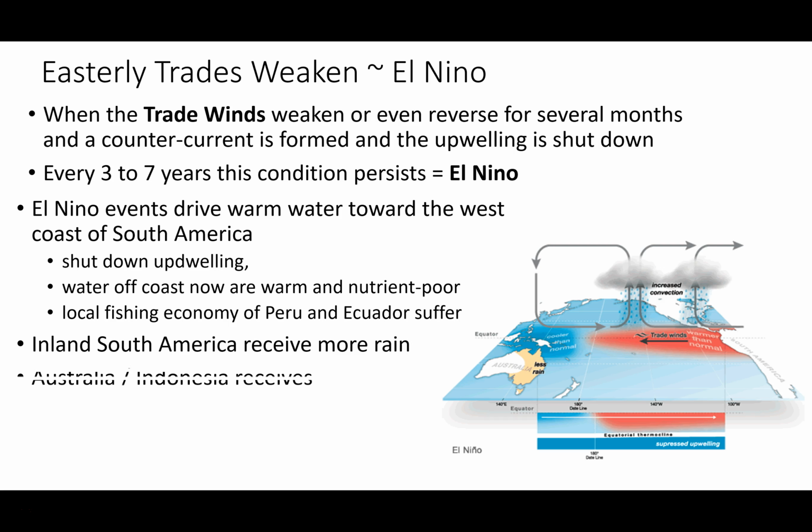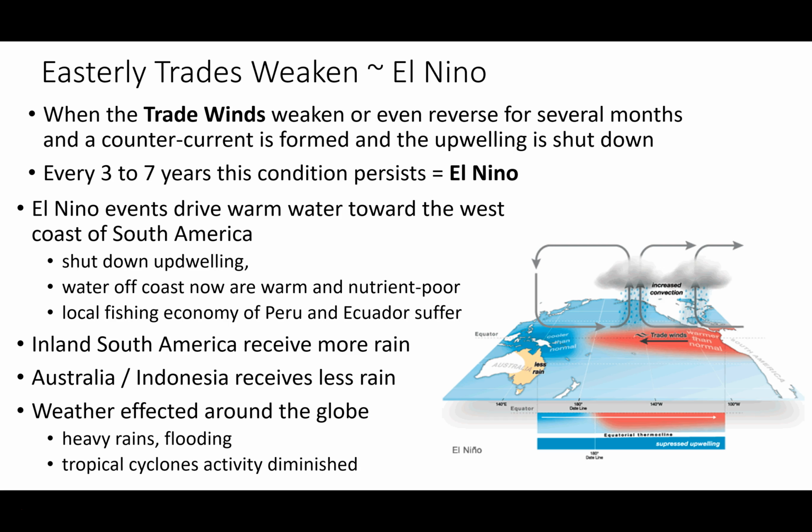And yeah, they'll get more rain. In Australia and Indonesia, like I said, they will receive less rain. So that's El Nino. So we have neutral or normal, El Nino, and then we have La Nina coming up. And it's more complicated than this.